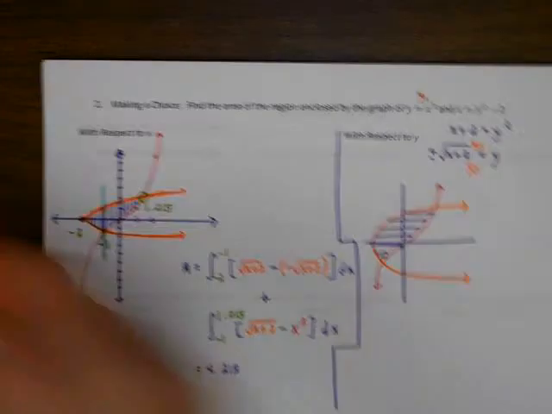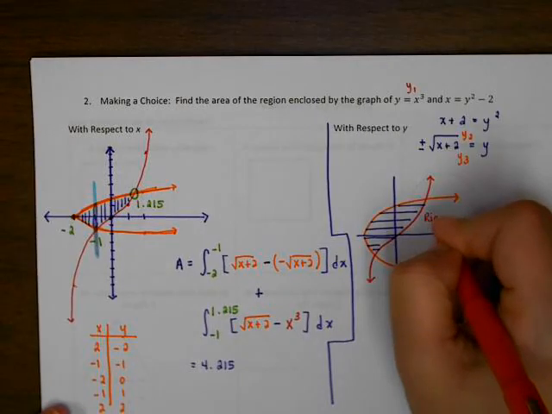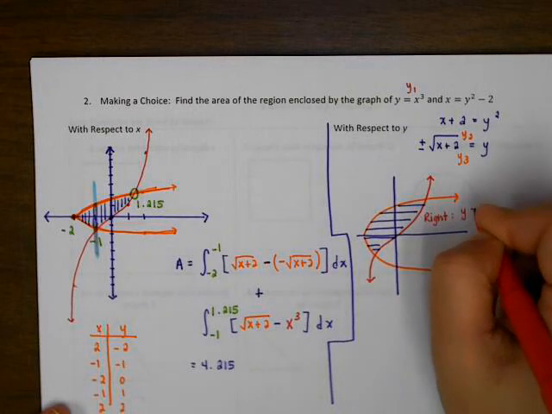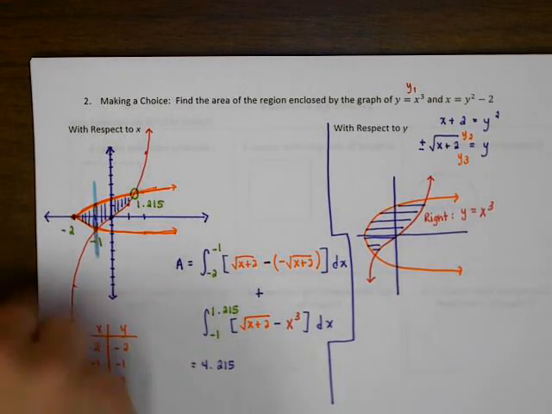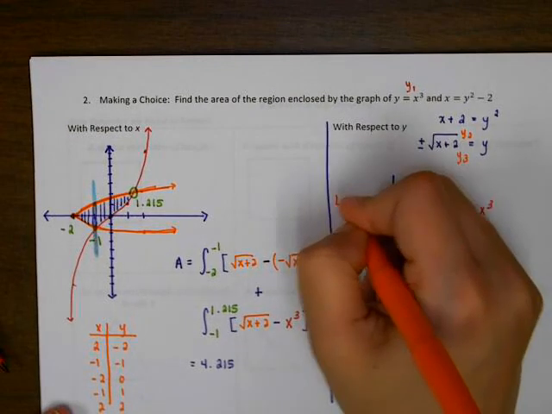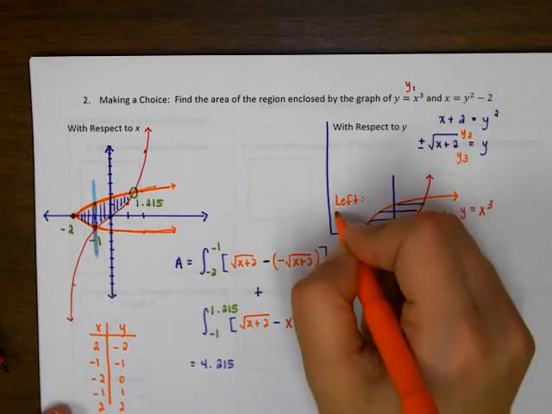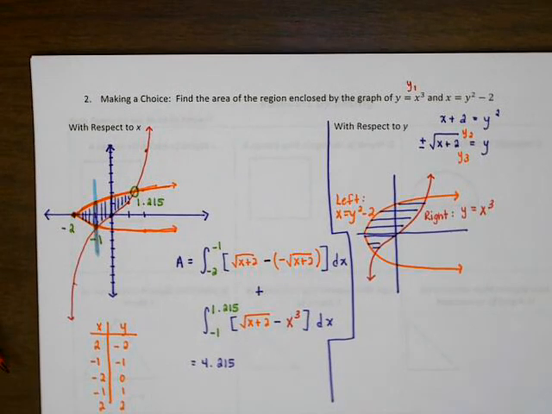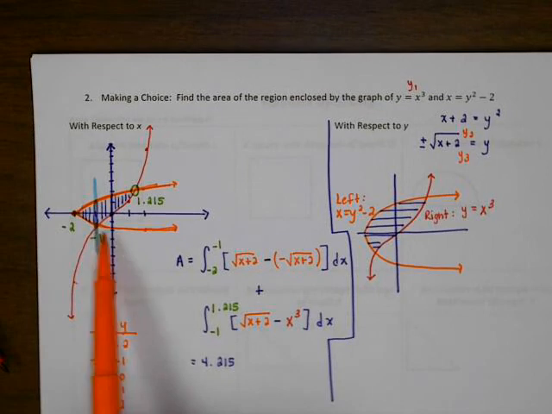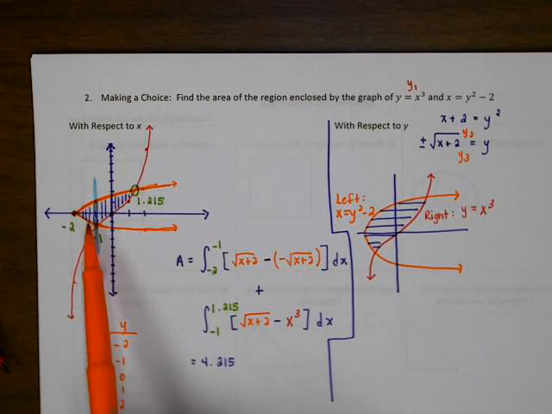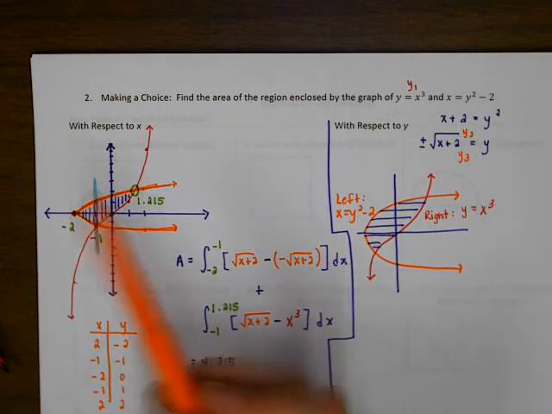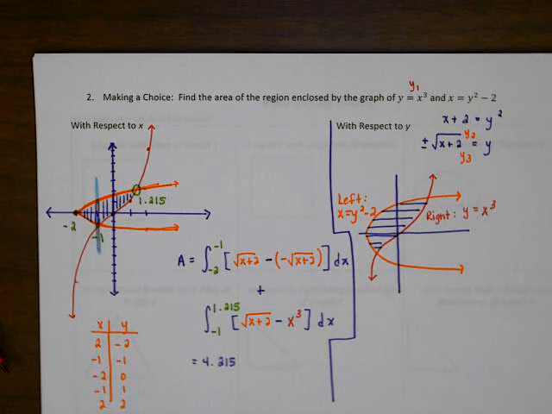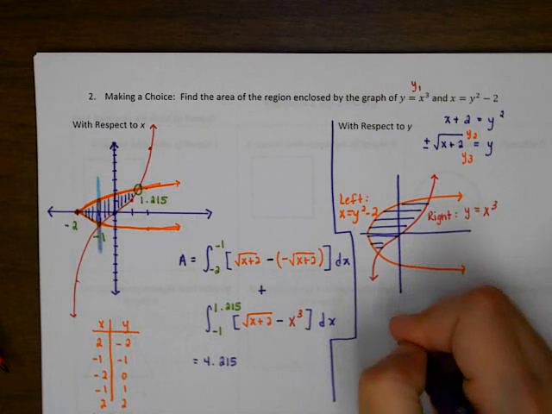So here I'm going to label my right is y equals x cubed, and my left is x equals y squared minus 2. And the nice thing is that that never changes. We don't have this same issue we saw here where the top and the bottom switched and now they had a different top and bottom for the second part of the area. So what we can do is set this up with one integral.